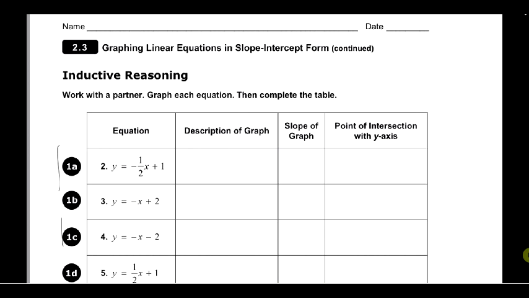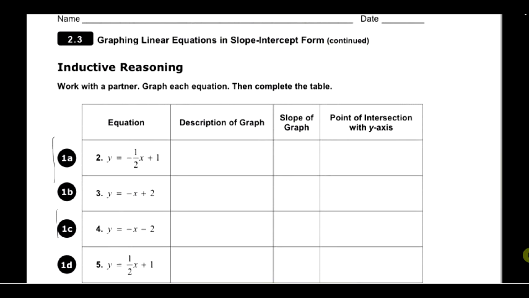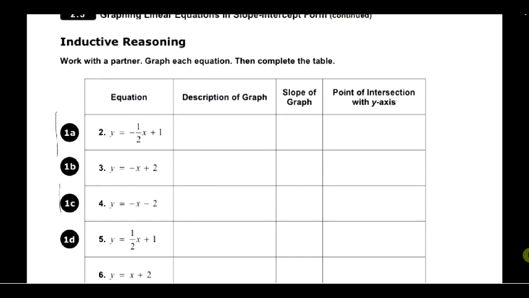For every single one of these, the description of the graph is just a line. Yep, a line. Because what does it look like but a line? Yay! Now, it asks some more complicated questions here of the slope of the graph. Now, you already wrote that down before. The slope was -1/2, if you remember from the last page. And the point of intersection with the y-axis, or where it crossed that y-axis. And you remember it was 1.